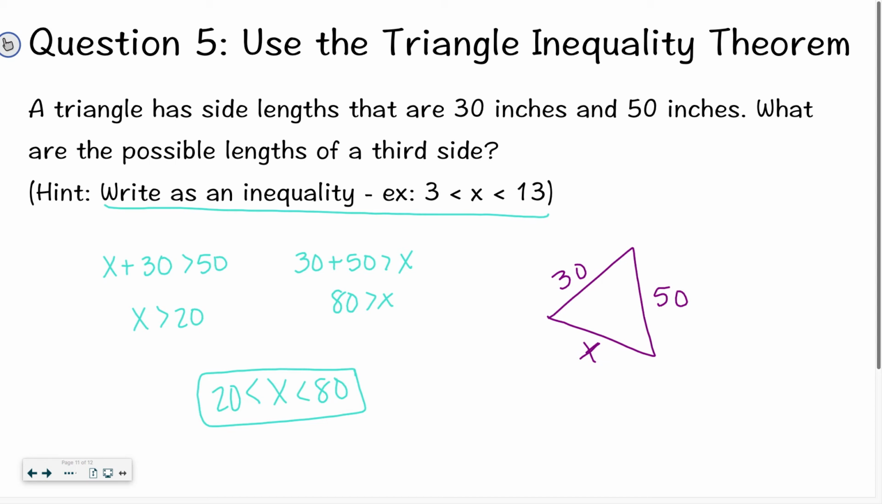Hopefully you ended up with x being a value between 20 and 80. So 20 is less than x is less than 80 is how you would write that inequality.